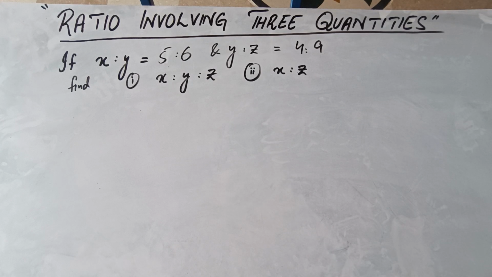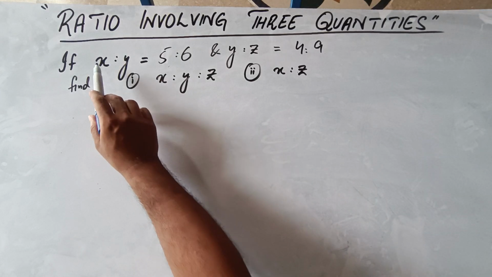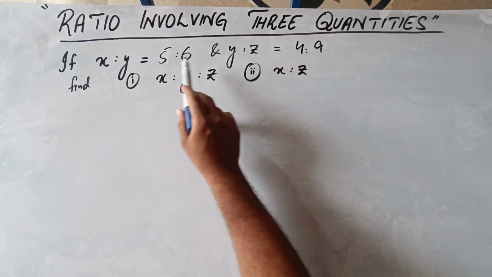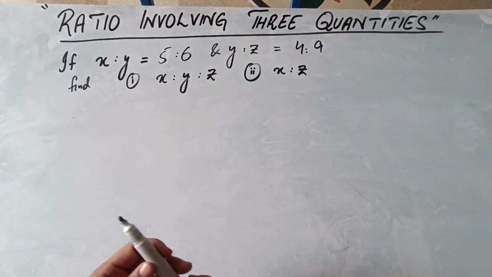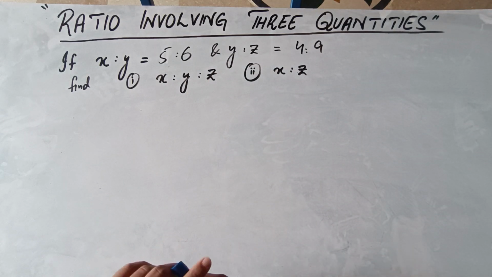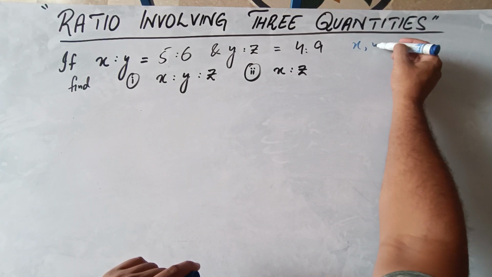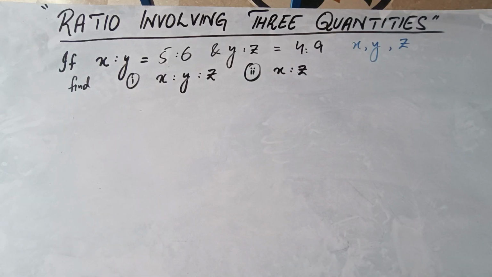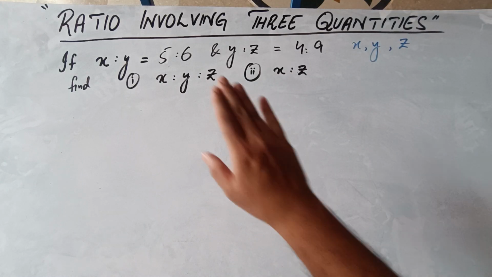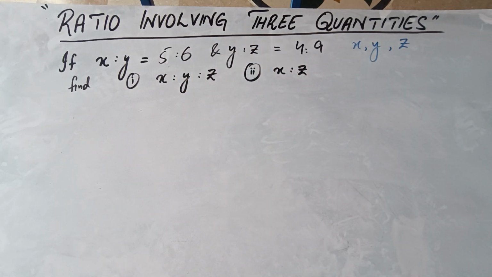So if you see that there are three quantities given, x ratio y is equal to 5 ratio 6 and y ratio z is equal to 4 ratio 9. So it means that three quantities have been given in this question: x, y and z. These three quantities are involved in this problem. That's why it's called ratio involving three quantities. So how to find out continued ratio?